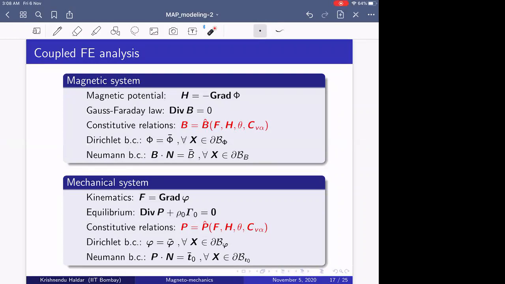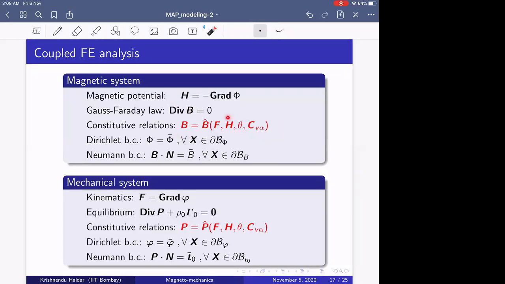So these are your magnetic system field equations. We are going for a potential approach, so the H vector could be expressed as a gradient of a scalar. This phi is a scalar potential. And once you do that, you can trivially satisfy your Gauss law, or divergence of B equal to 0.